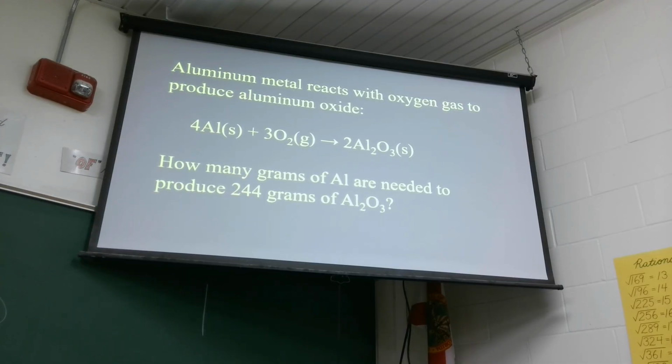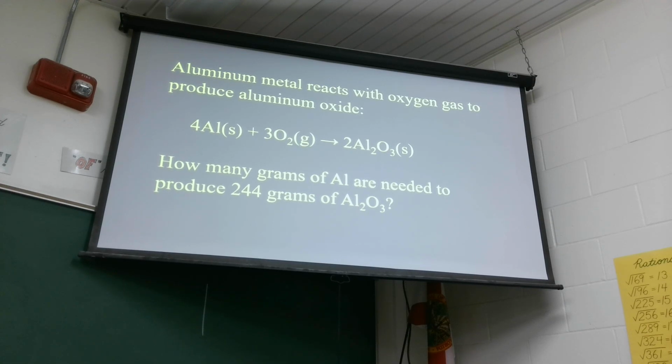Aluminum metal reacts with oxygen gas to produce aluminum oxide. Go ahead and copy the equation on your paper. Again, my lazy self is going to leave off some notations because they don't actually affect the work, they're just there for explanation. Notice they talk about aluminum oxide and it says 244 grams. Do we divide that by 2?